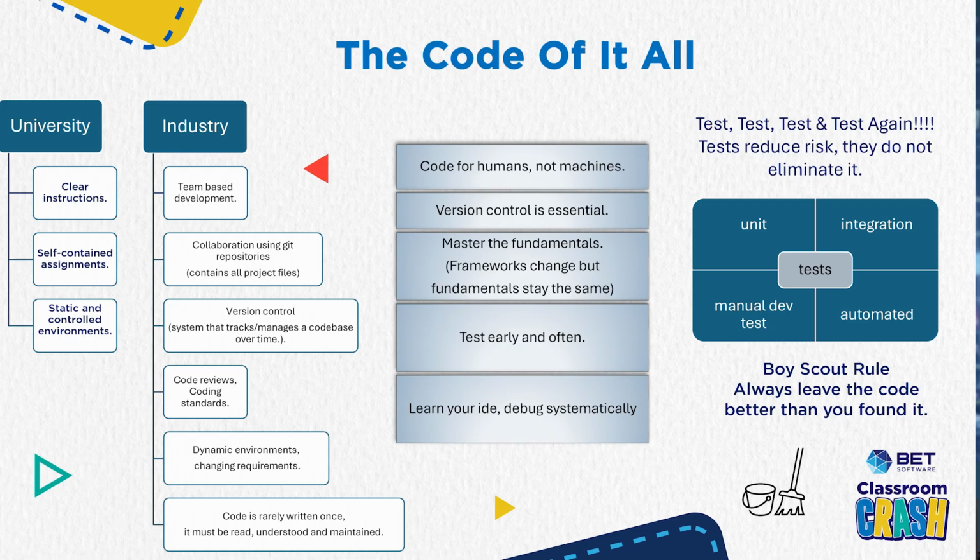Test, test, test, and test again. Testing reduces risks, but it does not eliminate them. So I will encourage you to equip yourself with testing tools that will allow you to do your unit testing, your integration testing, manual dev testing, and automated testing. And remember the Boy Scout rule, to always leave code better than how you found it.